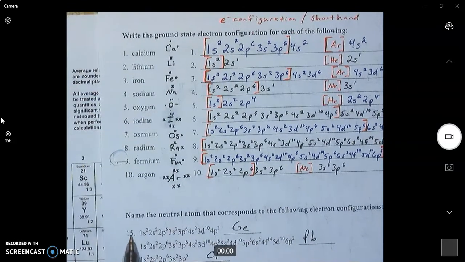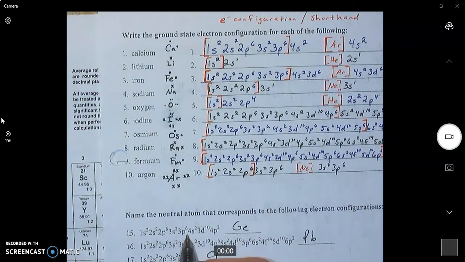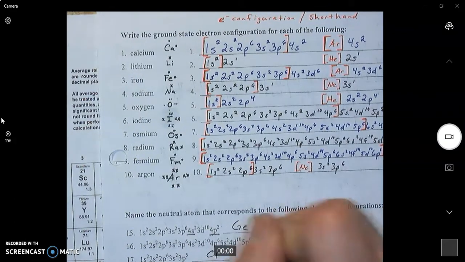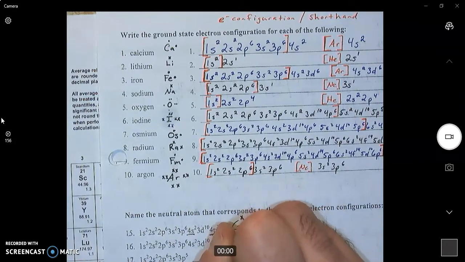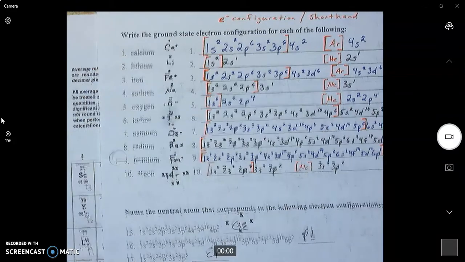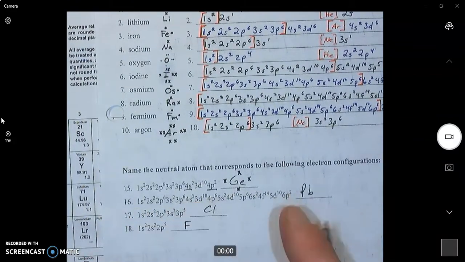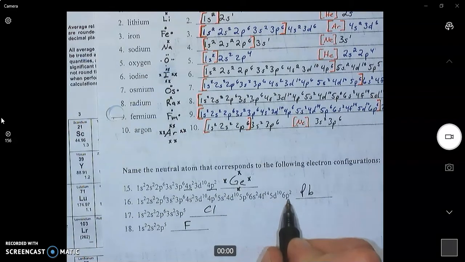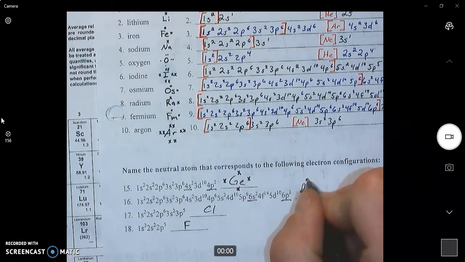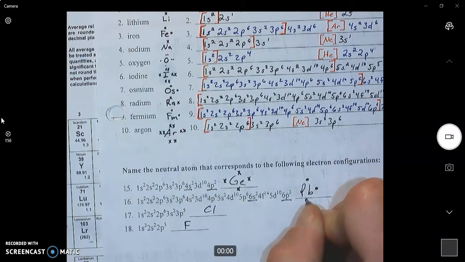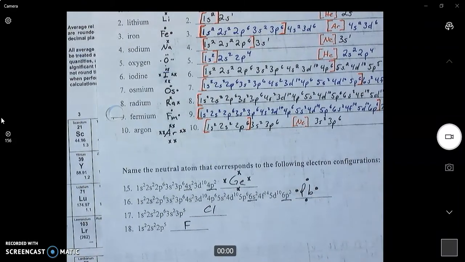If we look down here at number 15, you have 4s2 and 4p2. That's going to give you germanium is going to have 1, 2, 3, 4 valence electrons. Lead, if you look through all of it, you have 6s2, 6p2. 6 is our highest number. We're going to have 1, 2, 3, 4 valence electrons. And then our last one here, 3s2, 3p5, that's 7.